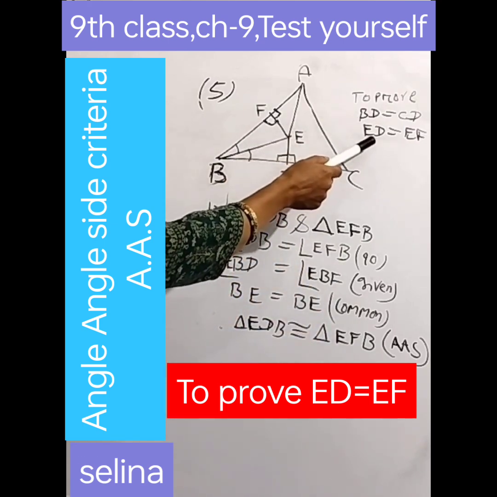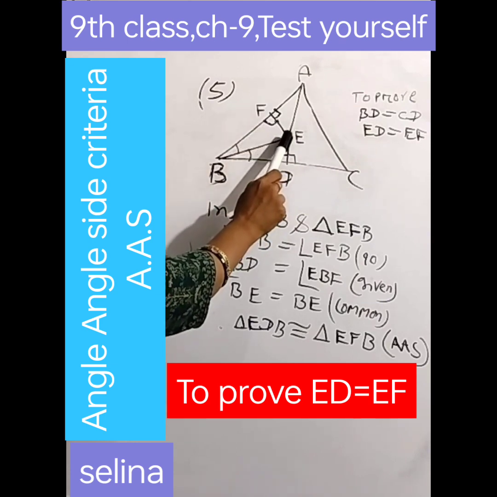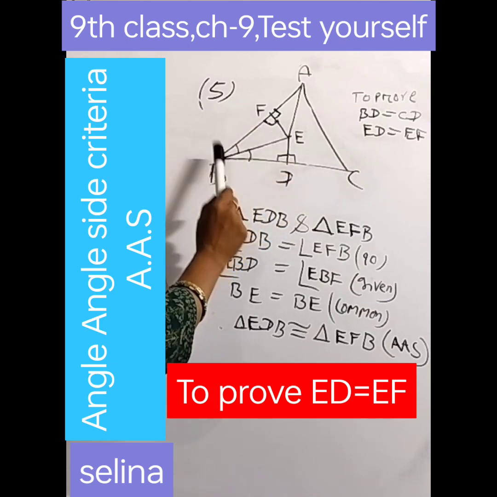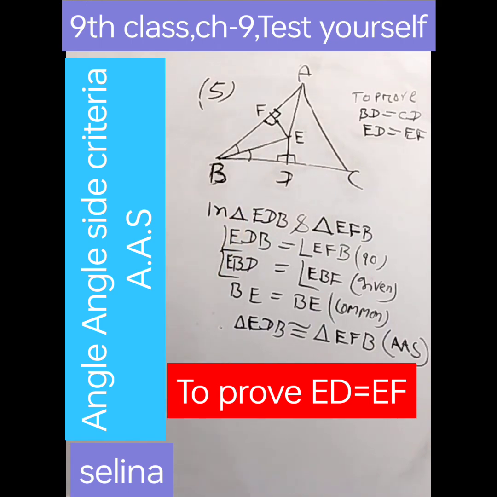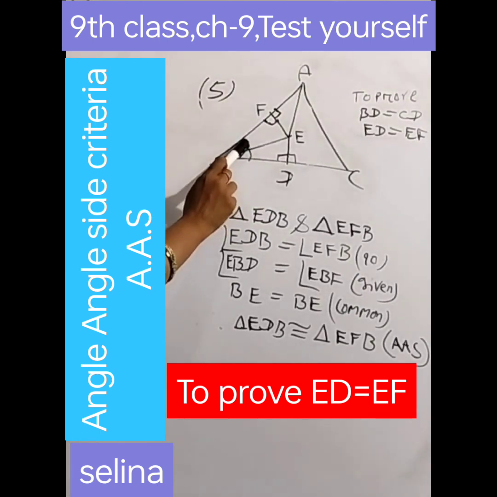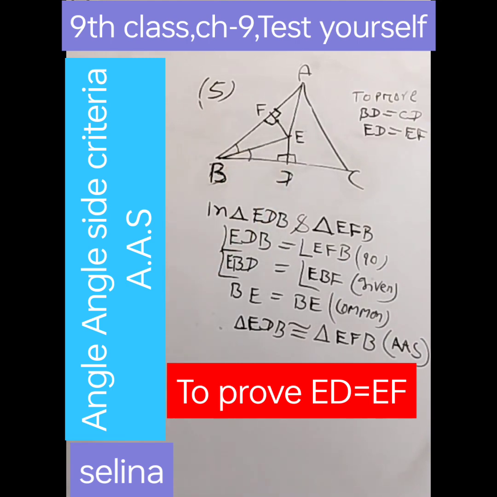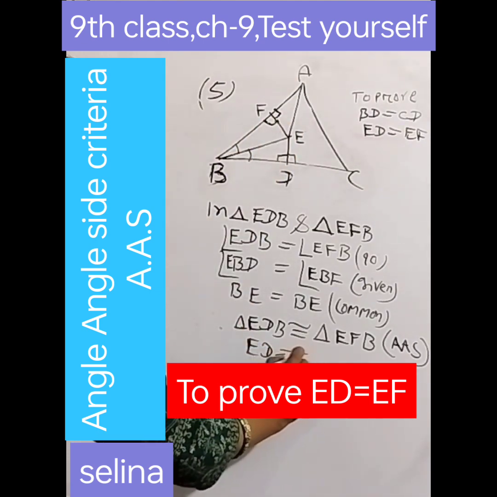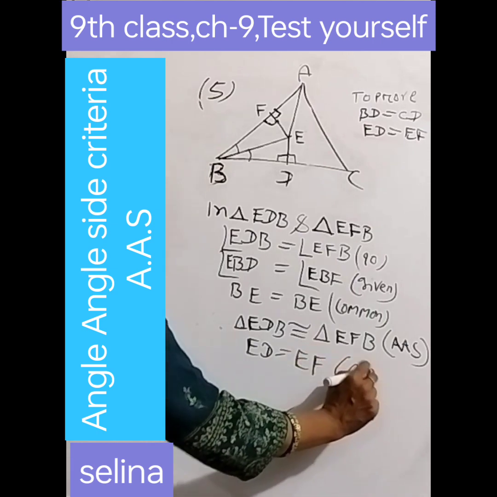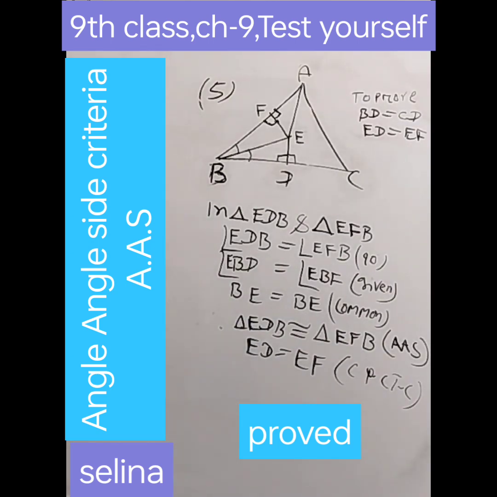Now how can you prove ED equal to EF? This is ED and this is EF. These two angles are equal, so the opposite sides are also equal, corresponding sides are also equal. The opposite side is EF and this opposite side is ED. So ED equal to EF. This is CPCTC, corresponding parts of congruent triangles are congruent. It is proved.